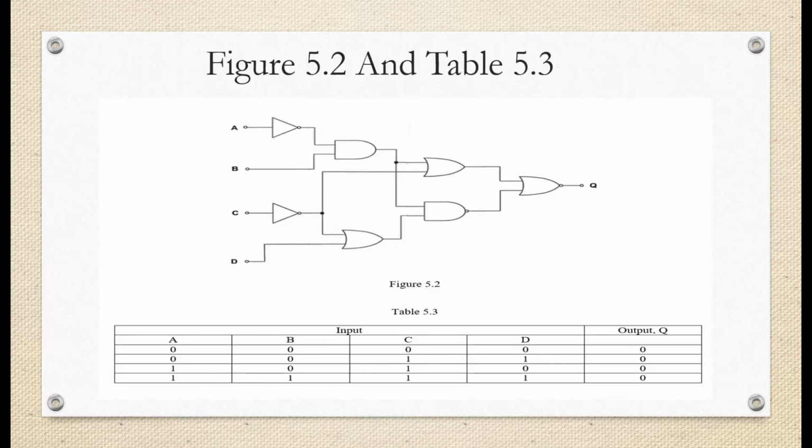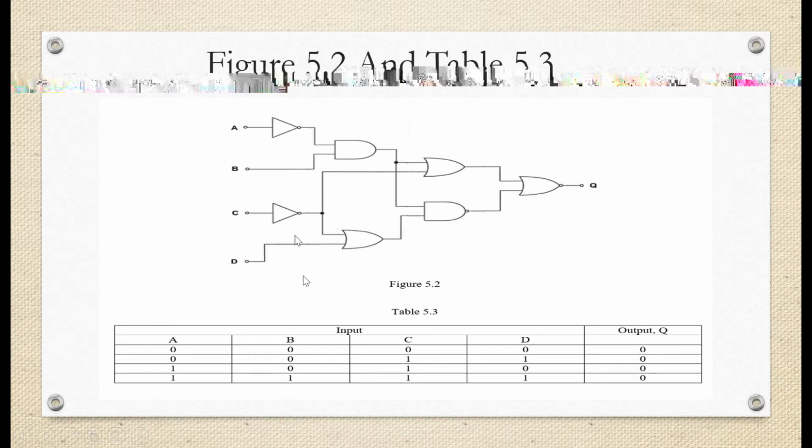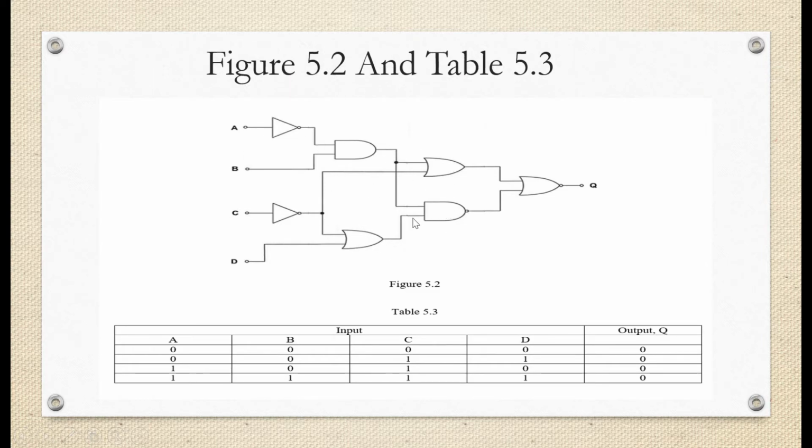Okay, so let's see here. We show figure 5.2 and table 5.3. Here are some combinations of gates, which are NOT gates, AND gates, OR gates, and NOR gates. So here A, B, C, D are the inputs and Q is the output.